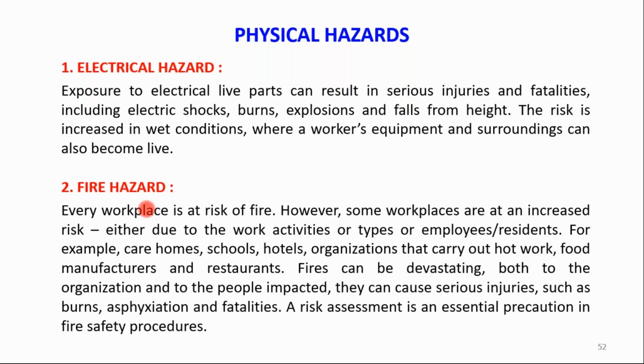then we can avoid this fire. Sometimes we have to cut off the oxygen, sometimes we have to isolate the fuels, and sometimes we have to focus on the ignition source. So if any one case is there, then we can avoid these types of fire hazards. There are various cases like care homes, schools, hotels, organizations that carry out hot work, food manufacturers and restaurants. Fires can be devastating both to the organization and the people impacted, and can cause serious injuries.